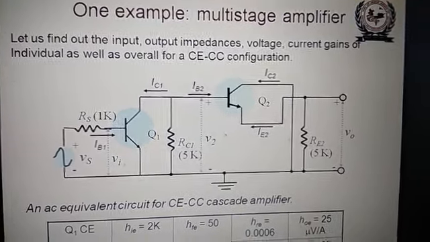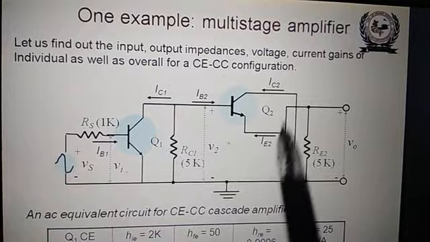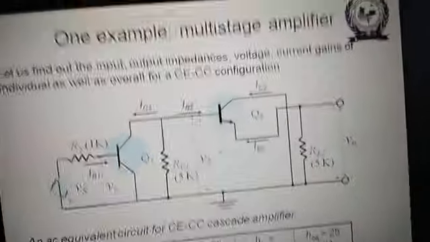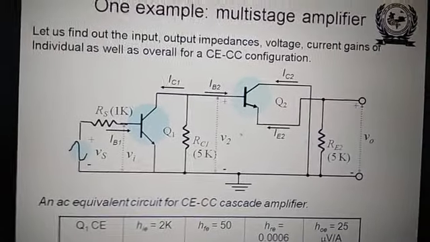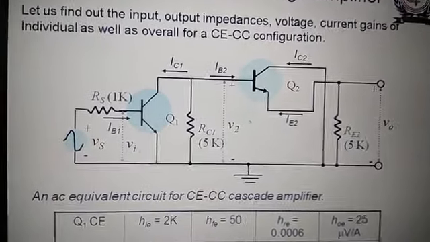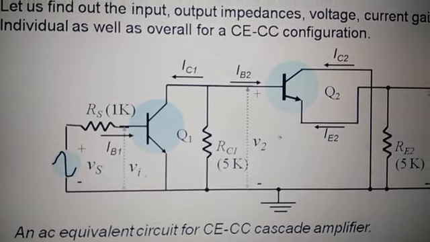So this is CE followed by CC. This is called a multi-stage, two-stage amplifier: CE, CC amplifier, common emitter, common collector amplifier. Here you can see in this diagram, Vs is the voltage source.